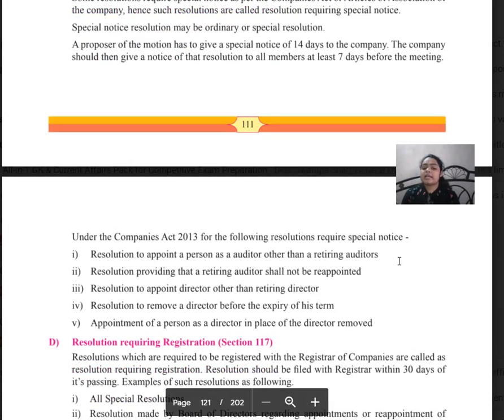Now, what all things come under this resolution? So, under the Companies Act 2013, the following resolutions require special notice. Firstly, a resolution to appoint a person as auditor other than a retiring auditor, a resolution providing that a retiring auditor should not be reappointed, a resolution to appoint a director other than a retiring director, a resolution to remove a director before the expiry of his term, and appointment of a person as a director in place of the director removed.